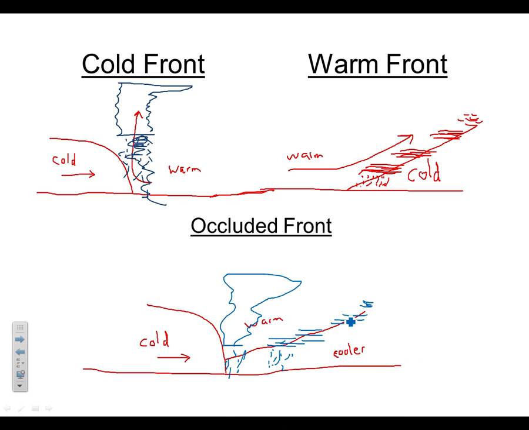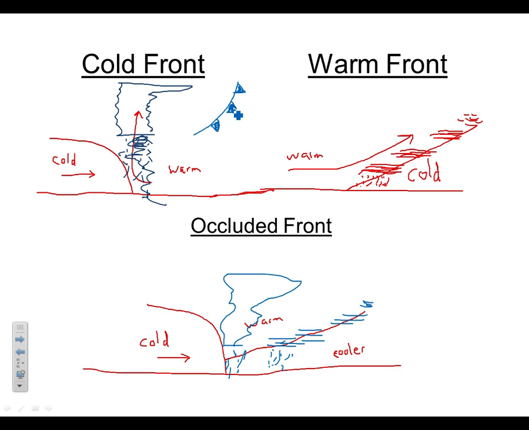Now, if you were looking at a weather map, what symbol would you see for a cold front? So looking at a weather map, what symbol would you see? It would be a blue line with blue triangles. Okay, so that's your weather map symbol. I'll color these in. So these are usually filled in like that.